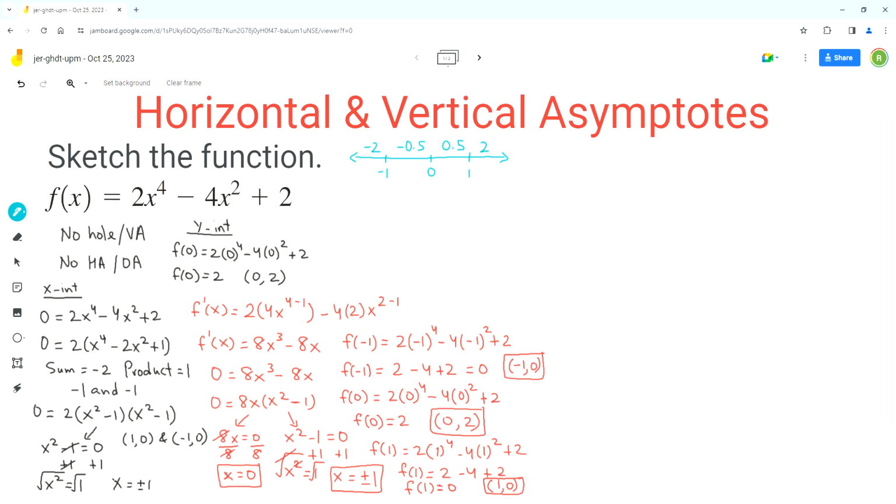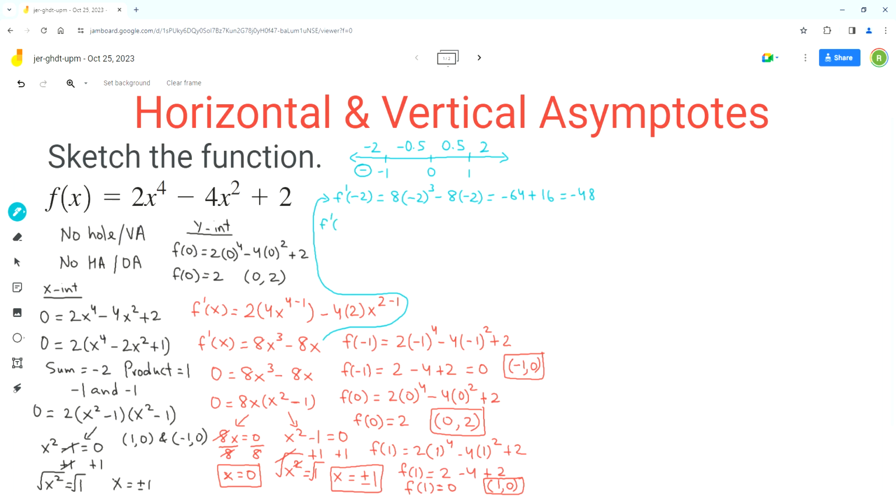So let's start with the left side, -2. We'll use this expression for f prime of x. f prime at -2 equals 8 times -2 cubed minus 8 times -2. So -2 cubed is equal to -8, and 8 times -8 is -64, plus 16, which is equal to -48. So that means f prime is negative on the left side of -1. Now we can use the other test value.